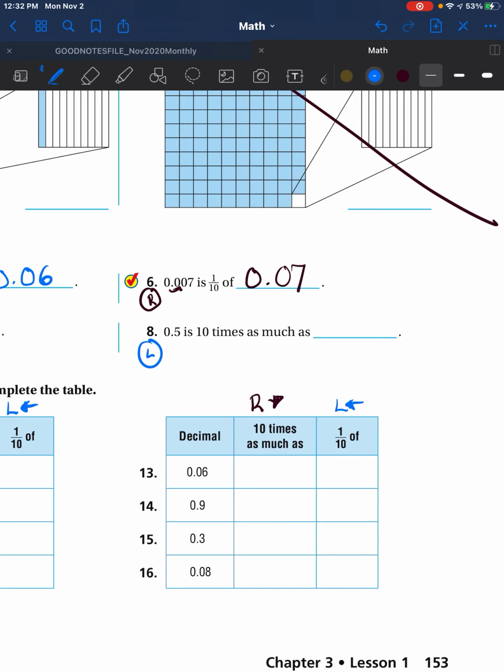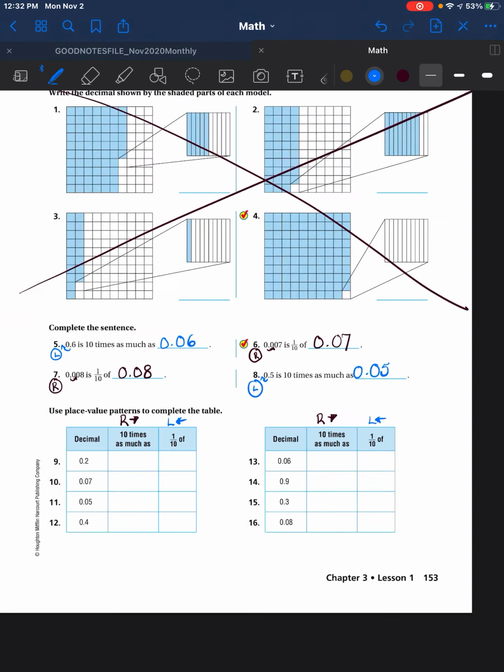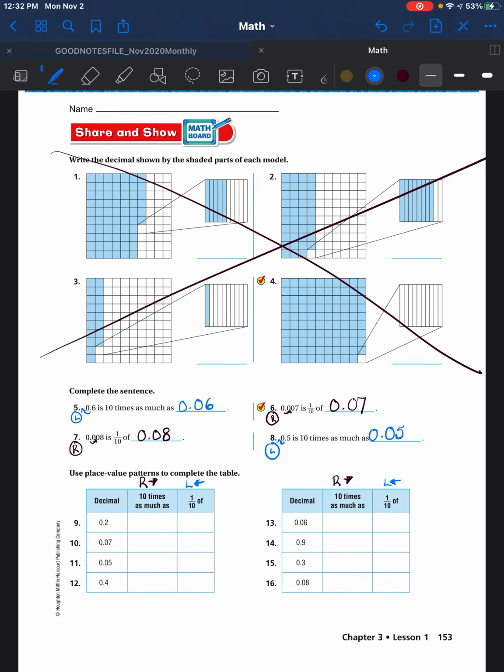And then the next one is 5/10ths. 5/10ths is 10 times as much as. So we move our decimal one place to the left, and it is 0.05. Then we have our charts at the bottom. I already have them labeled for us. We're going to go to the right and then to the left.